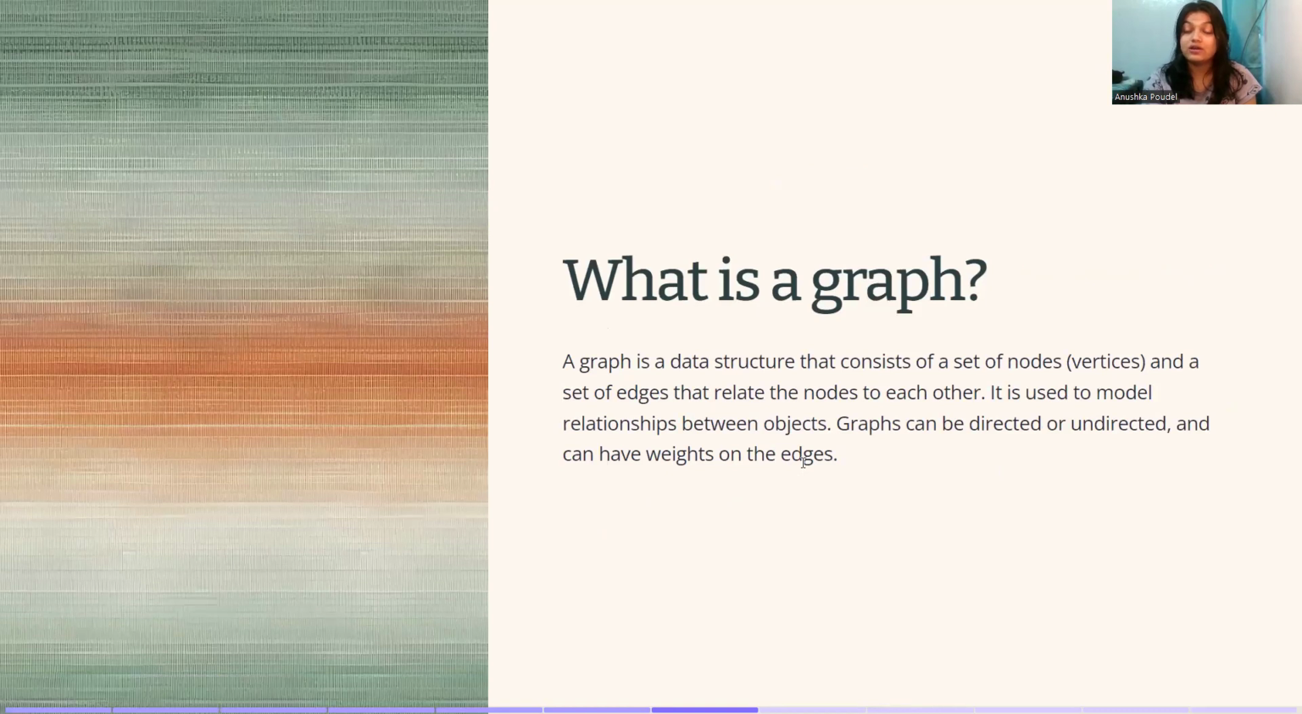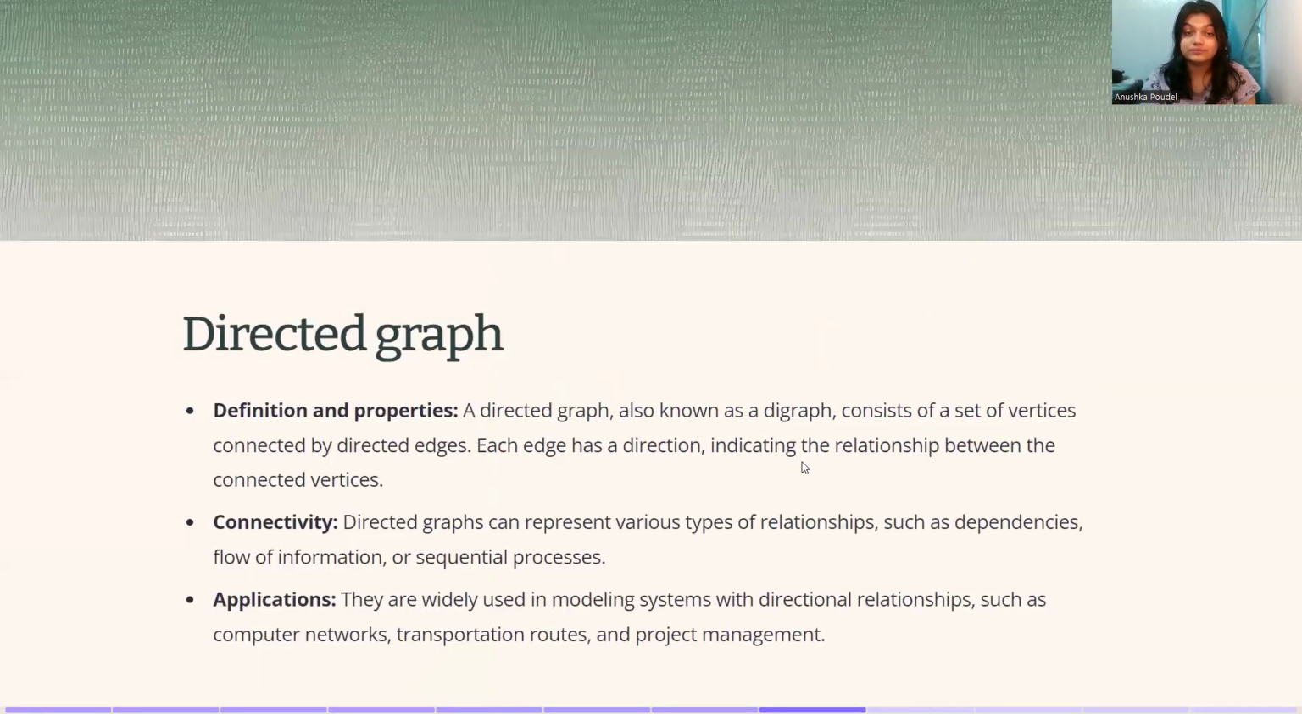Both trees and graphs are non-linear data structures. A graph is a data structure that consists of a set of nodes, which are called vertices, and a set of edges, which connect the nodes and relate the nodes to each other. It is used to model relationships between objects. Graphs can be directed or undirected and can have weights on the edges.